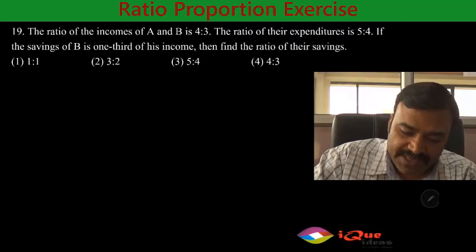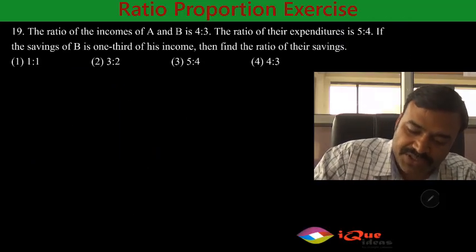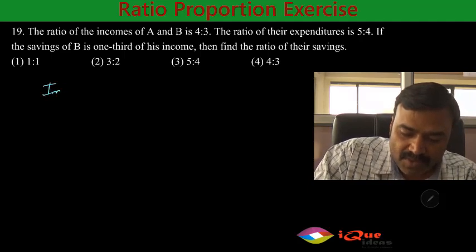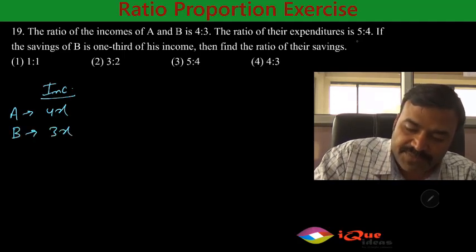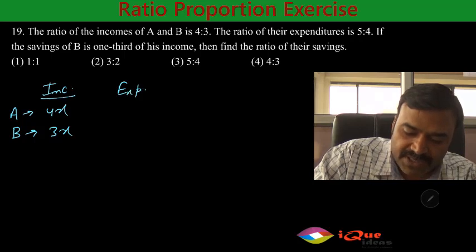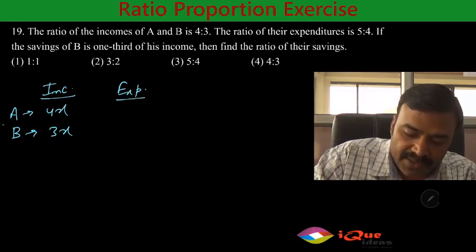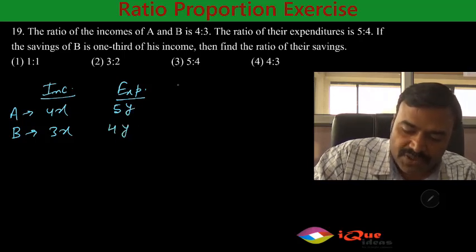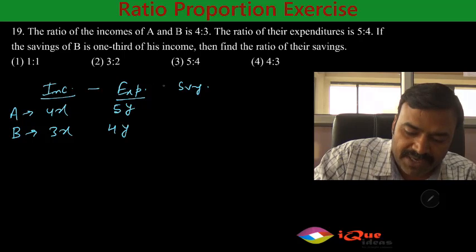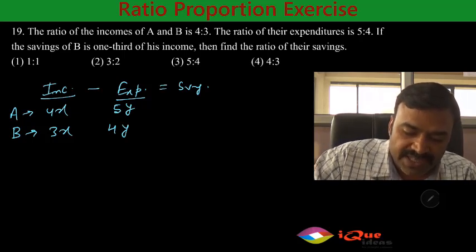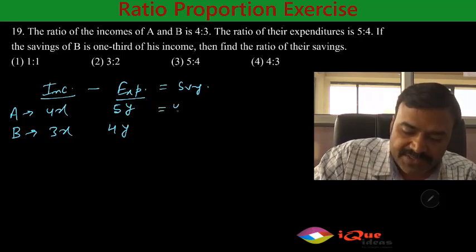Now the next question is based on the same process as we did in the previous question. The ratio of incomes of A and B is 4 is to 3. So let's say for A we take income as 4x and for B we take income as 3x. Ratio of expenditure is 5 is to 4. Take A's expenditure as 5y and B's expenditure as 4y. So clearly saving will be equal to income minus expenditure. So saving of A will be 4x minus 5y and saving of B will be 3x minus 4y.